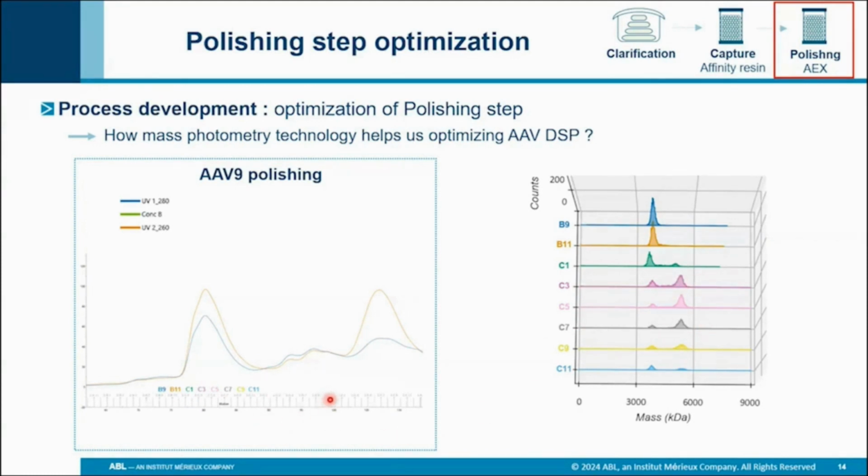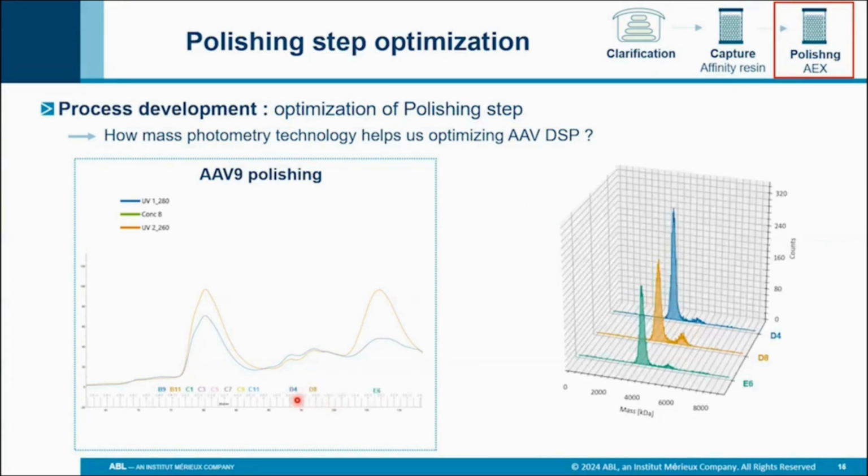We also looked at the other peaks of the chromatogram. So here, D4, D8, and E6. D4 is mainly empty. D8, well, okay, we are losing a little bit of full AAV. And E6 on the chromatogram, that was quite weird. We had a huge signal for the 260 nanometer wavelength, but actually it's empty.